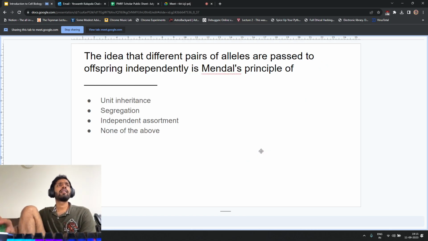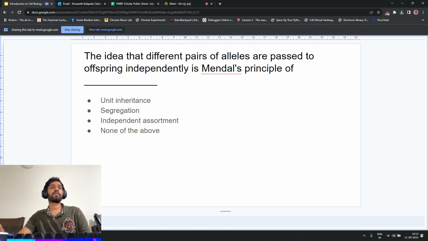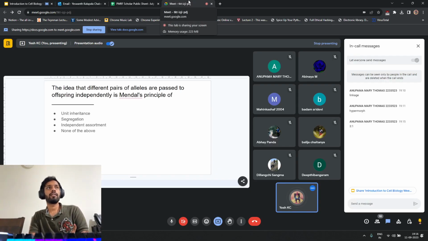Okay. The idea that different pairs of alleles are passed to offspring independently is Mendel's principle of unit inheritance, or segregation, or independent assortment, or none of the above. So, in Mendel's laws of genetics, what's the idea of the different pairs of alleles being passed on to offspring independently of each other called?